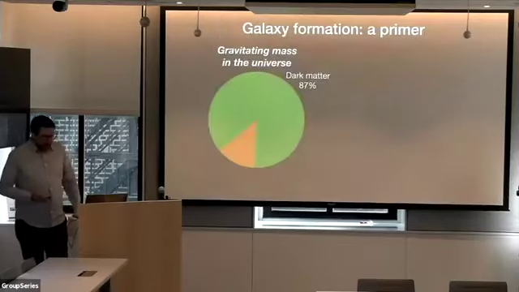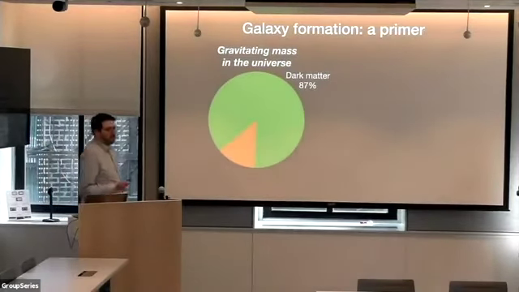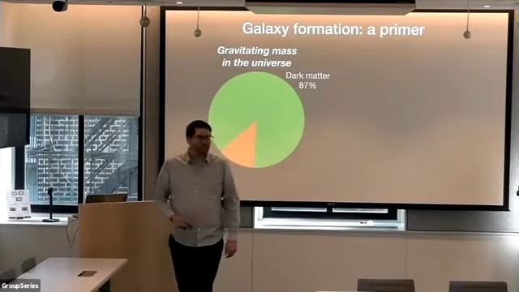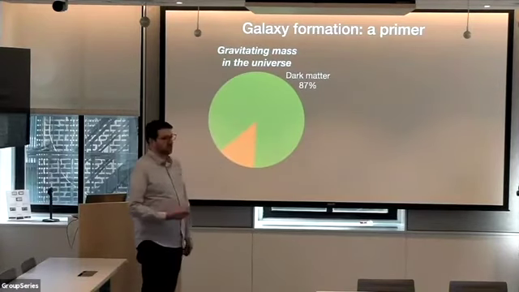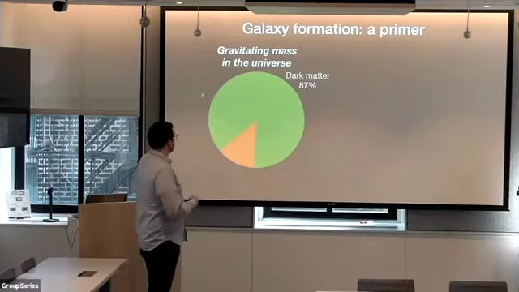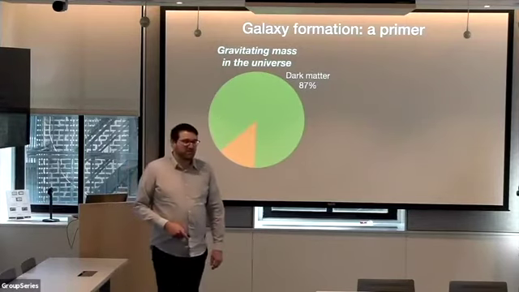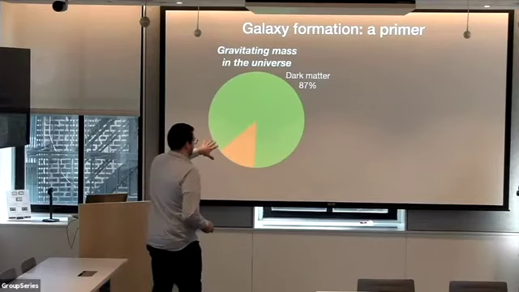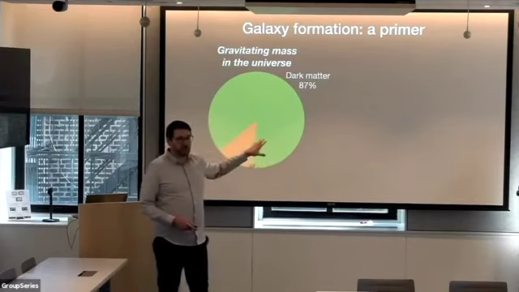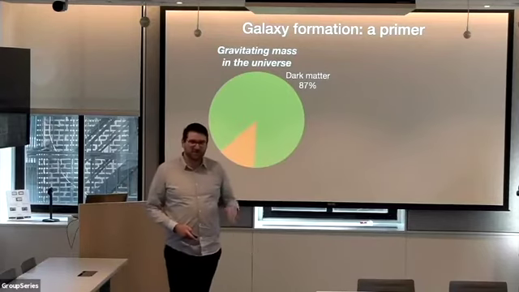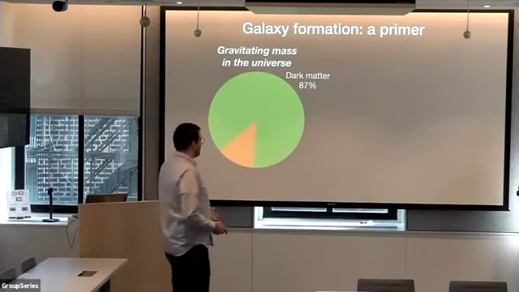So I want to start with a primer on galaxy formation. And to my mind, the most important part of that is this pie chart, which you have probably all seen some version of. This is, of course, our best understanding of what the gravitating mass in the universe is. Now, I've only labeled the green section of this pie chart because that's the portion of our universe that's dark matter. And that makes up 87% of the gravitating mass in the universe, right? That's an enormous chunk of the mass.